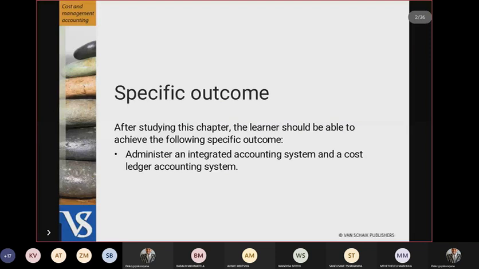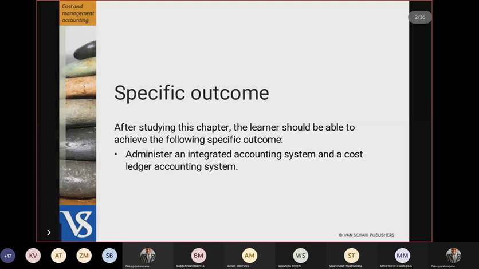So the outcome is for you to be able to administer an integrated accounting system and a cost ledger accounting system. That's the point. That's what they'll ask you to do. You must be able to differentiate between the two systems and also do the recordings accordingly. Now let's look at the integrated accounting system.